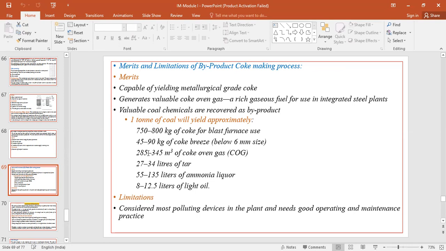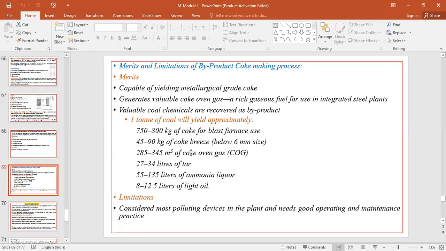Apart from that, we can also collect around 27 to 34 liters of tar, 55 to 135 liters of ammonia, and around 8 to 12.5 liters of light oil. So these are the byproducts which we can recover from this coke making process. And this is the advantage of producing coke with the byproduct coke oven process.